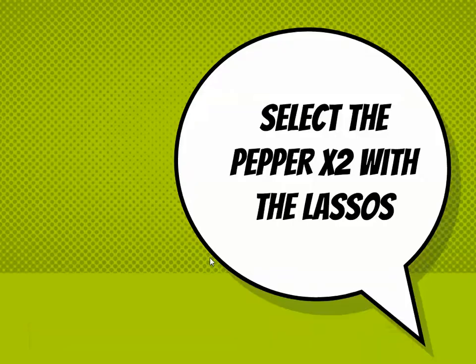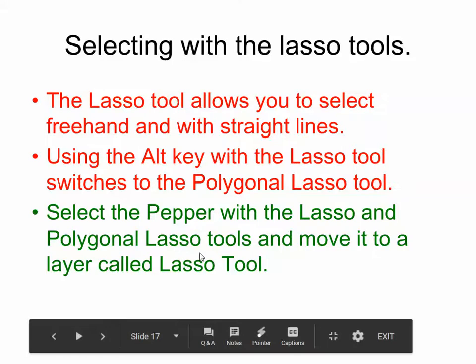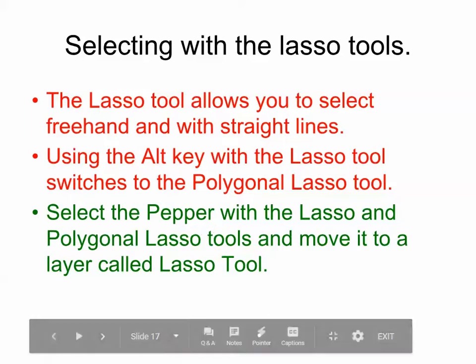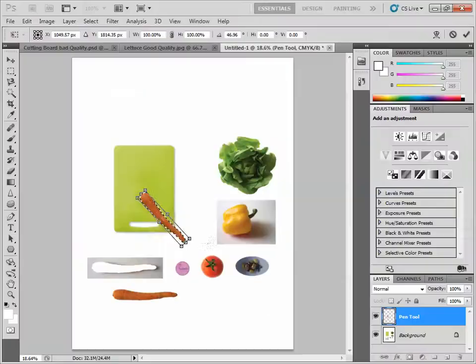Okay, so now we're going to select the pepper with the lasso tool. The lasso tool allows you to select freehand. And using the Alt key with the lasso tool switches to the polygon lasso tool. Okay, so here's what we're going to do. Now we're going to focus on the pepper.